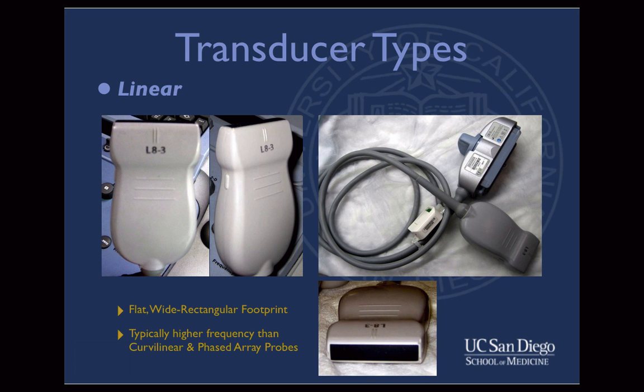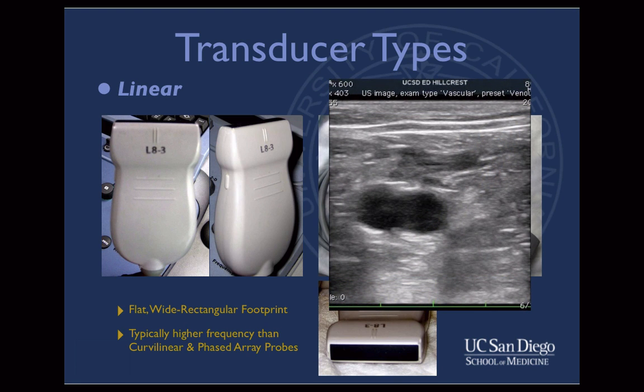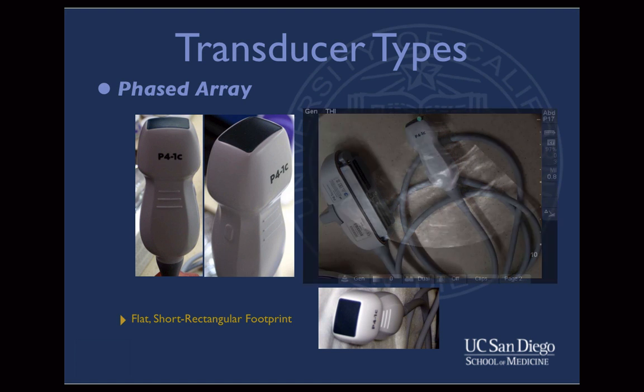Let's discuss some transducer types. Shown here is the linear probe. The linear probe has a wide rectangular, flat footprint. The image formed on the screen will also be rectangular in shape. The phased array probe, in contrast, has a flat footprint which is less wide and rectangular in shape compared to the linear probe. An example of the image formed on the screen is shown here.